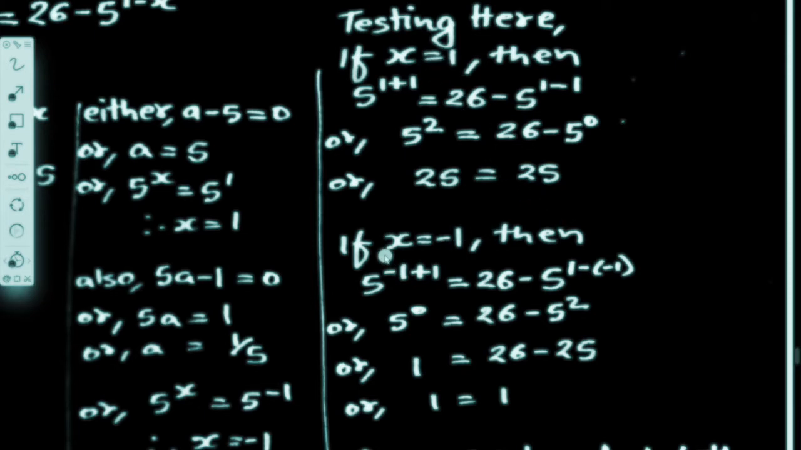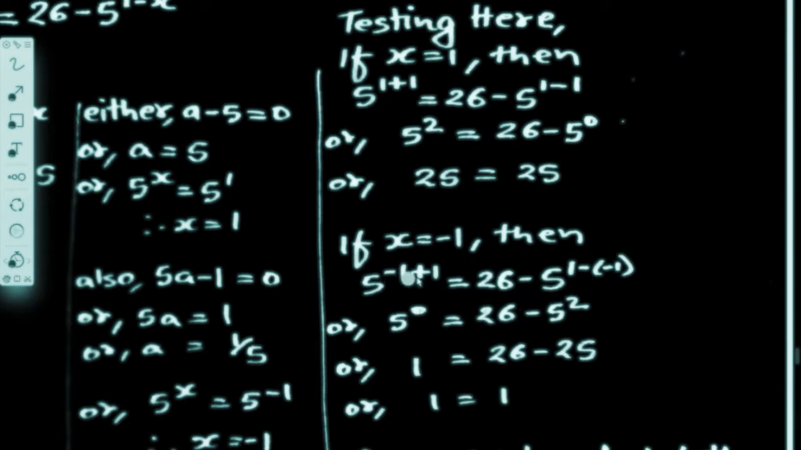From the second value, if x equals minus 1, then here 5 power minus 1 plus 1 equals 26 minus 5 power 1 minus 1.